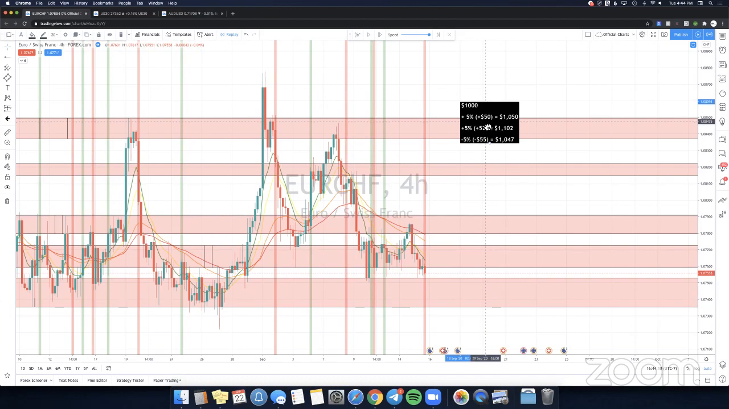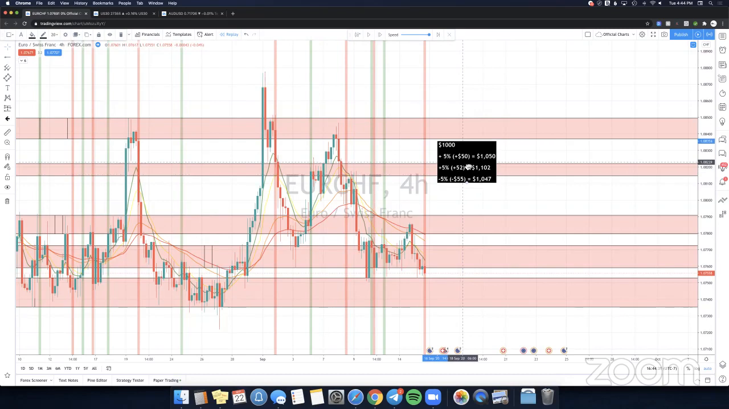So right here, Nassim, basically if you win the first trade, you get 5%, which is 50 bucks. 5% of this is going to be 52, so it's going to be 1,102, and then you lose 5%, it's going to be a $55 loss, and then you're going to be dropped down to $1,047. And that's pretty much how it works.